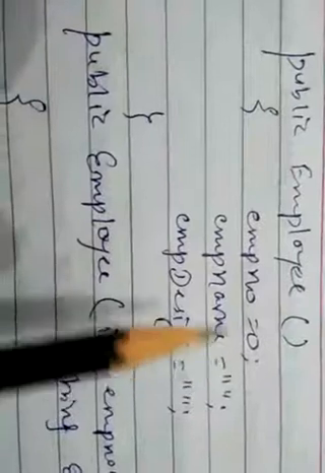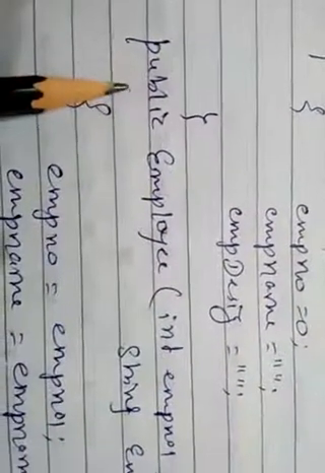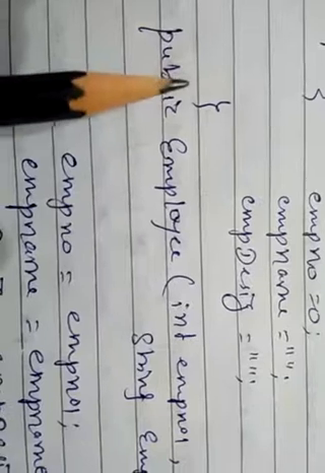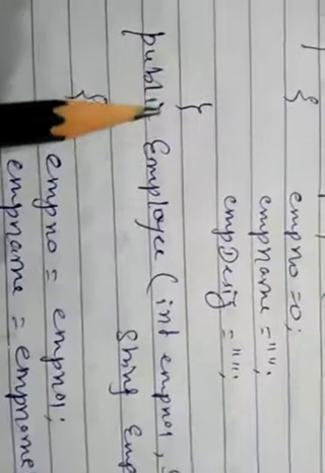First we will write the class Employee with integer employee number, string employee name, and employee designation. This is the default constructor of the Employee class. We are assigning the default values: employee number is 0, employee name is an empty string, and employee designation is also an empty string. Next is the parameterized constructor, and this class contains only three data members: employee number, employee name, and employee designation.